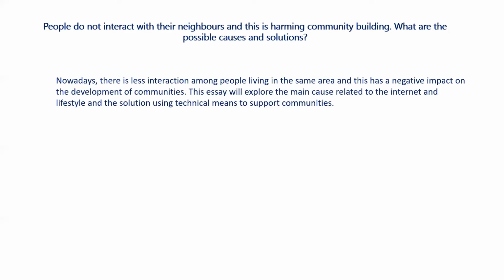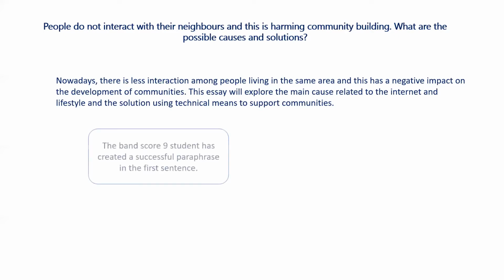Let's look now at the advanced band score. So this student wrote, "Nowadays, there's less interaction among people living in the same area, and this has a negative impact on the development of communities. This essay will explore the main cause related to the internet and the lifestyle and the solution using technical means to support communities."